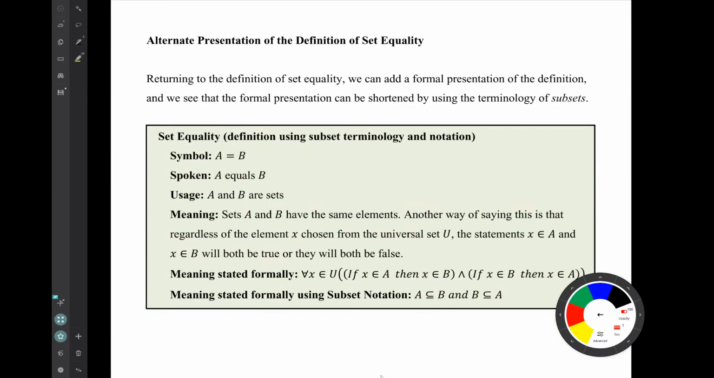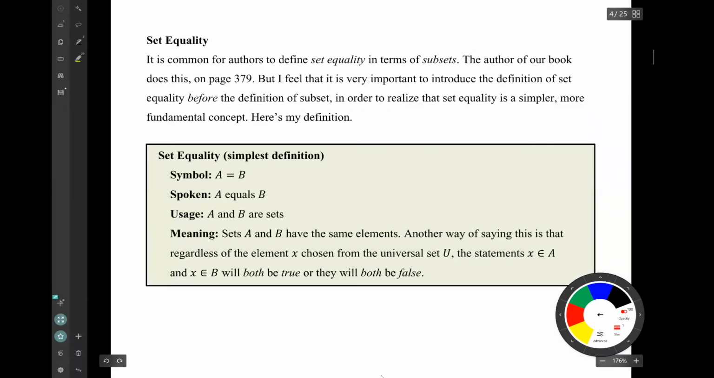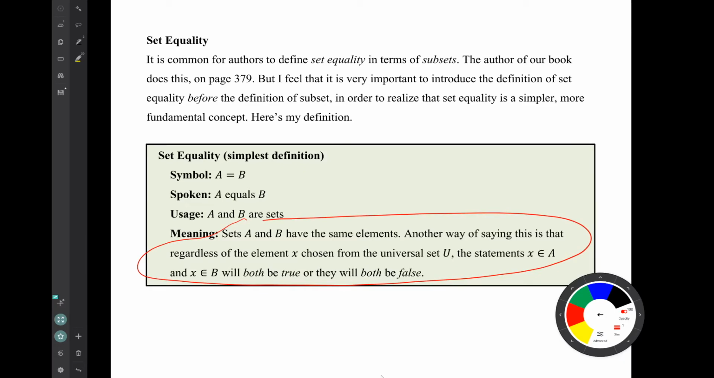Now I want to go back to the idea of set equality. Remember that we defined it before we had the idea of subsets. Set equality was defined this way. The sentence that A and B are equal means that A and B have the same elements. That means that this statement, X is an element of A, and this statement, X is an element of B, will either both be true or they'll both be false.